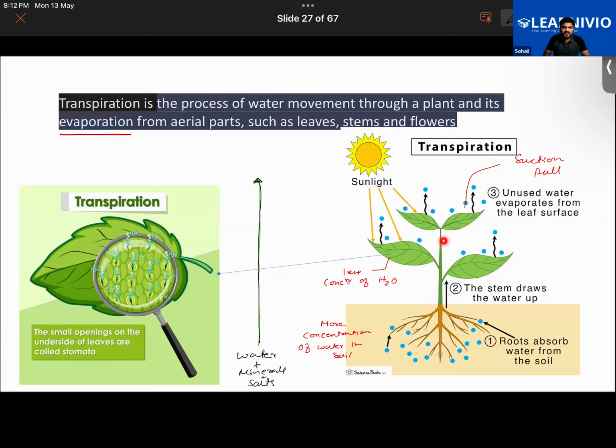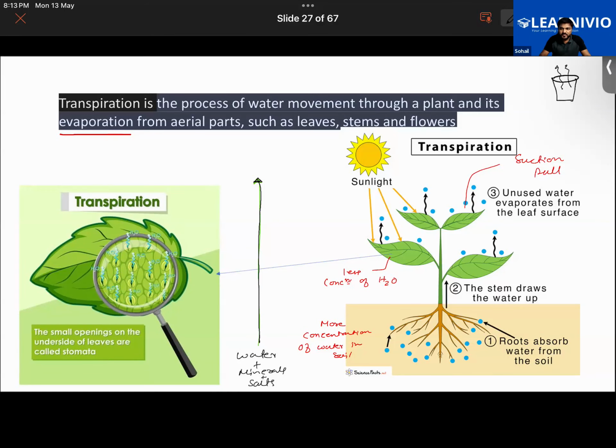Just like if you were to have a glass of water in open sunlight, the heat will convert it into vapor. So water is kind of pulled in the upward direction, although not in the liquid form but in the vapor form. Aman: Sir, can you please explain how the stem draws the water up?